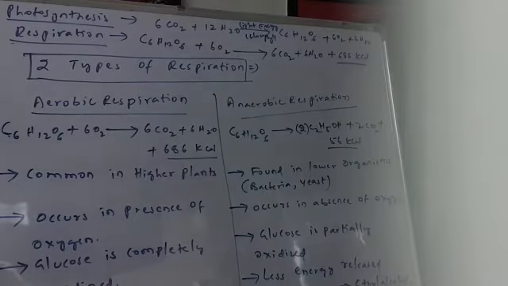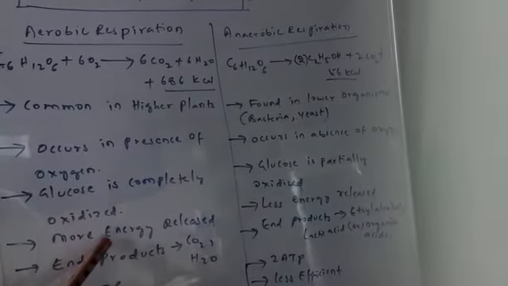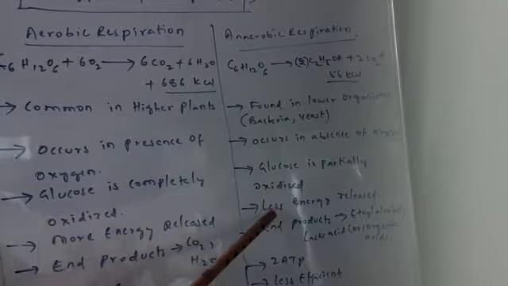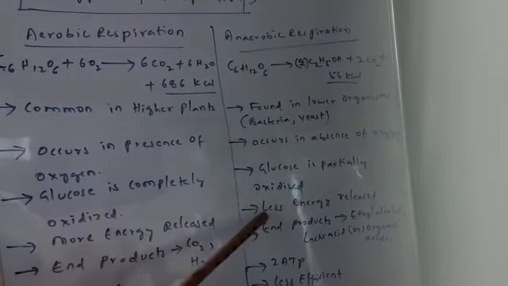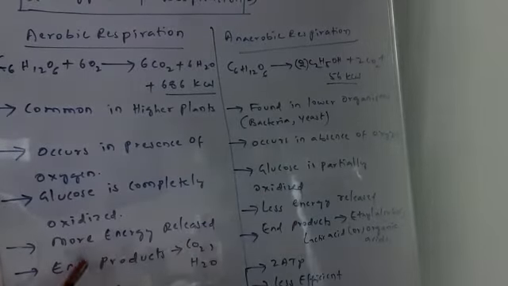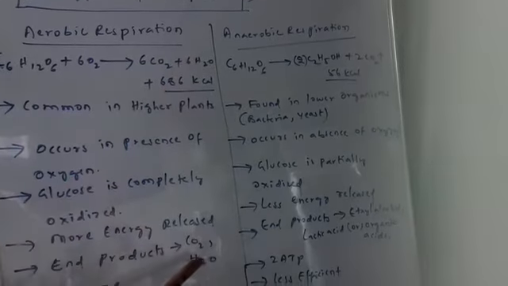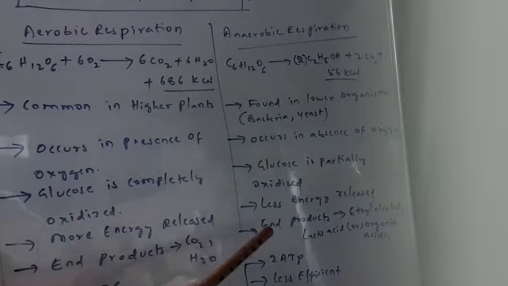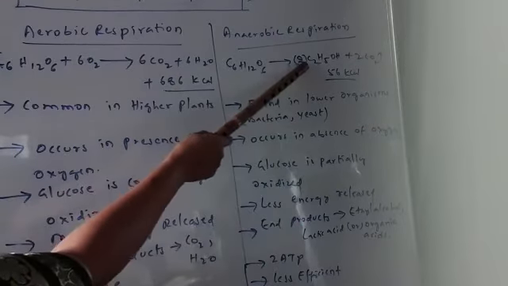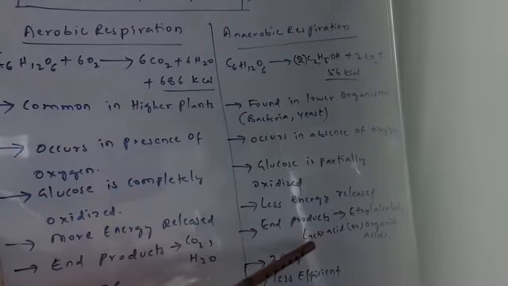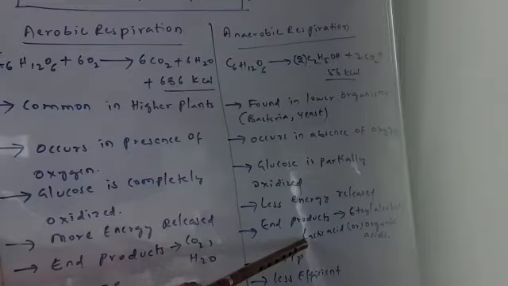During aerobic respiration, more energy is released, whereas during anaerobic respiration less energy is released. The end products of aerobic respiration are CO2 and water. The end products of anaerobic respiration are ethyl alcohol or ethanol, and if it is a lactic acid fermentation, then lactic acid would be the end product.